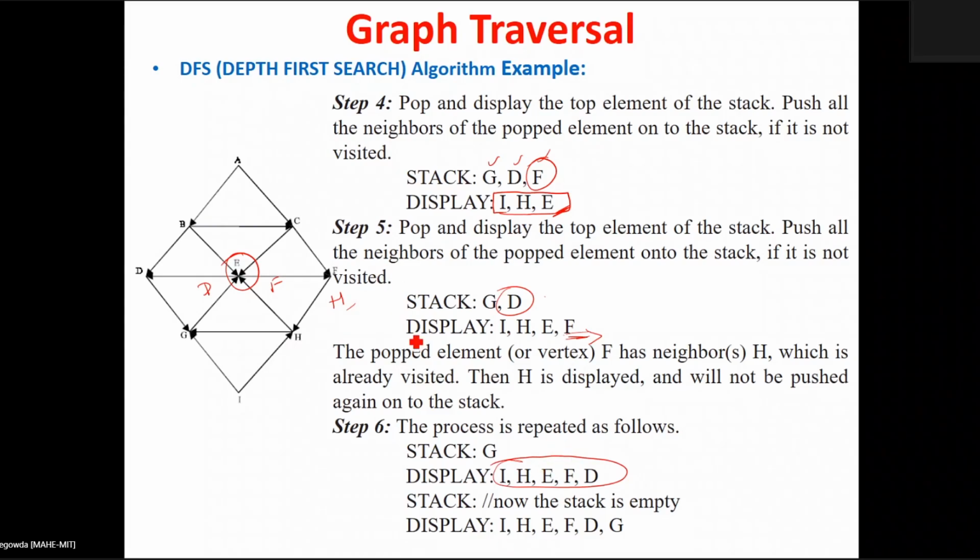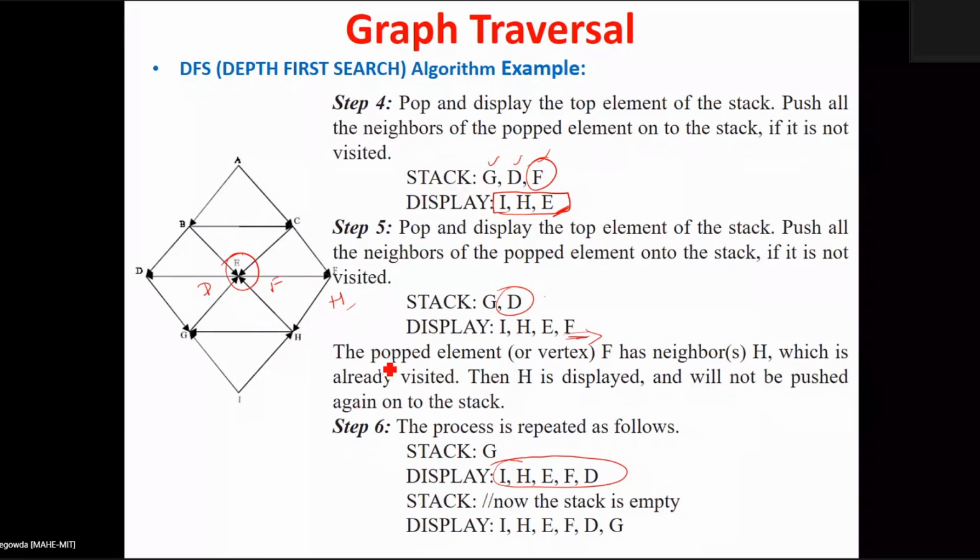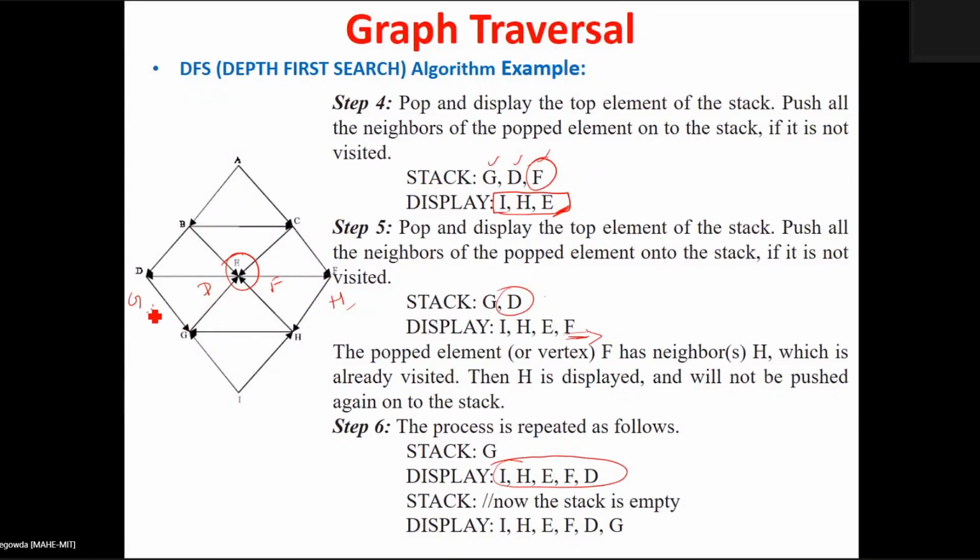Which elements are neighbors to D? Now you find the neighbor to D is nothing but G, and G is not yet visited, but G is already in the stack here, so there is no need to push it once again. Again, in the next step you take out the top element from the stack, so G is displayed over there.